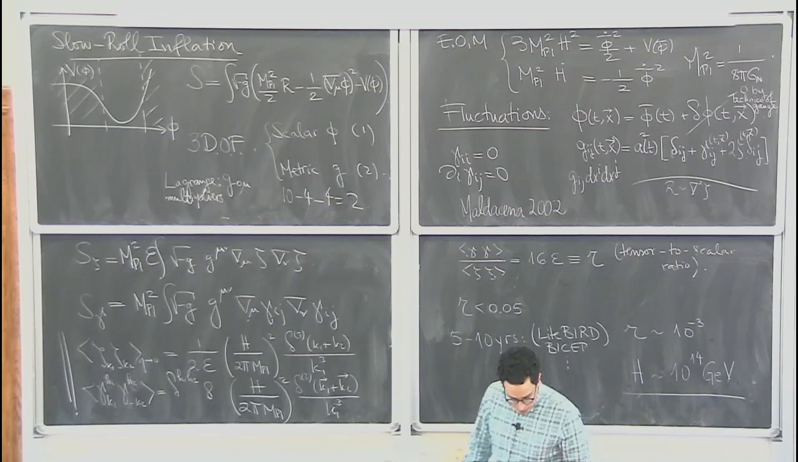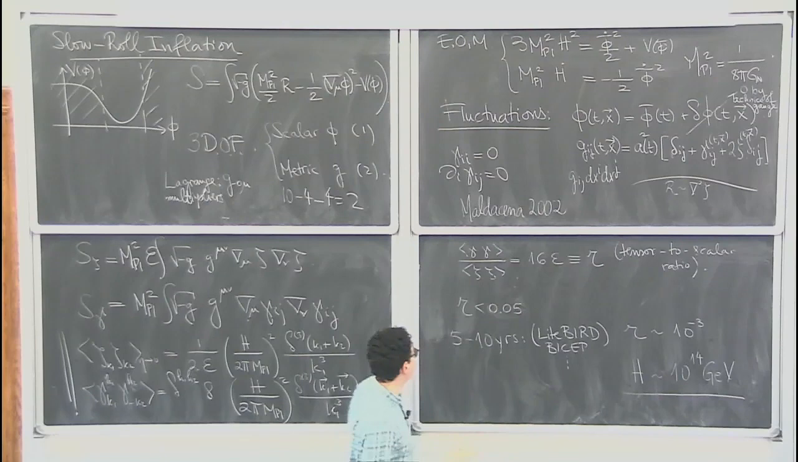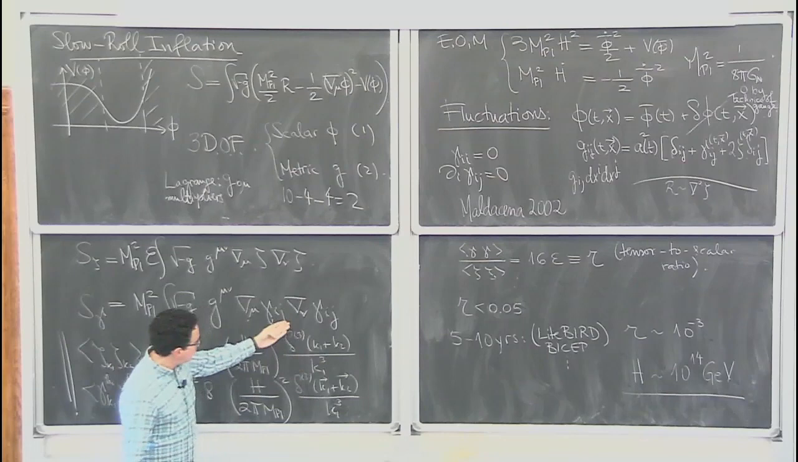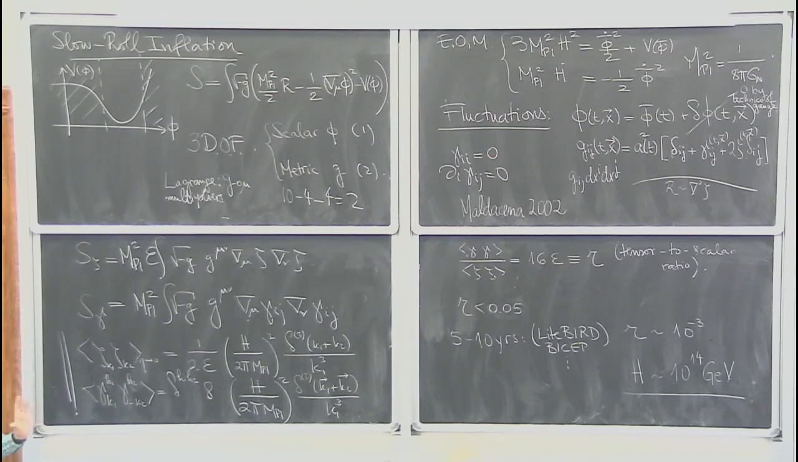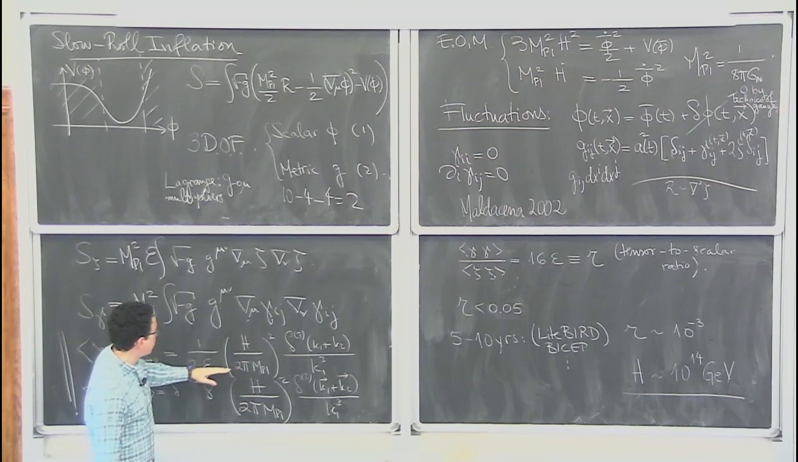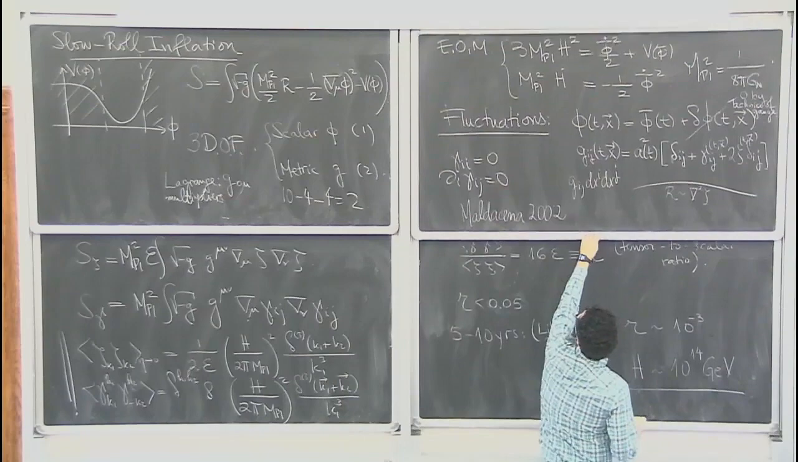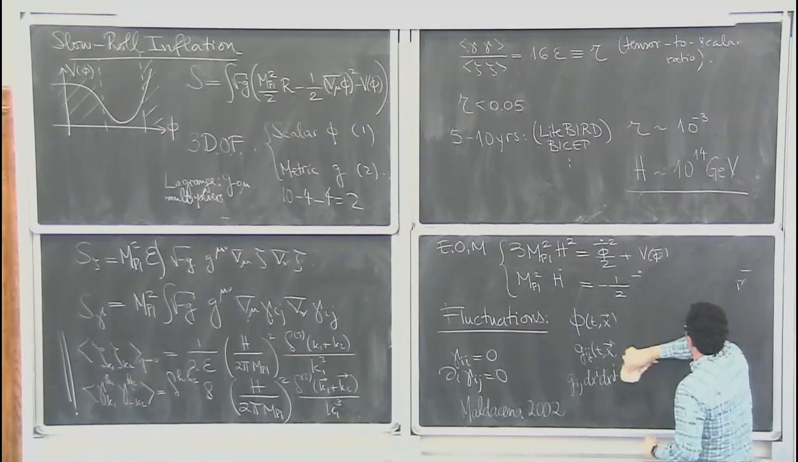Right. Last thing I want to say about these fellas here is how you compute the spectral index. Okay? Because if I look here, it seems that I'm getting a scale invariant two-point function. But there is a small catch. So you're making a small mistake by assuming that these parameters are constant. Okay? And if you look back in the formula for the mode function of the scalar field, you'll see something interesting.